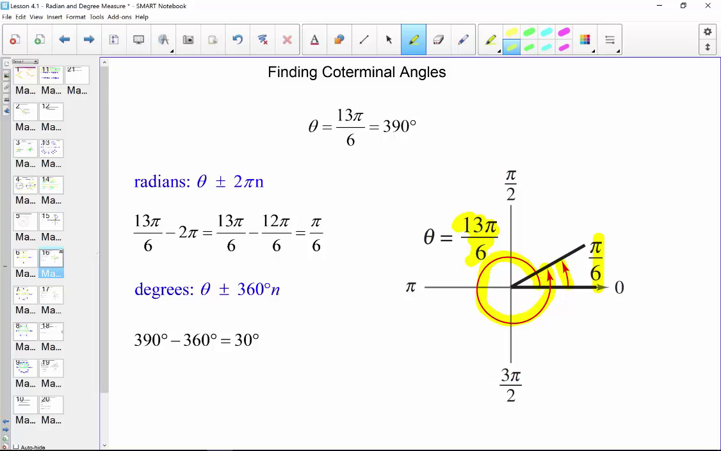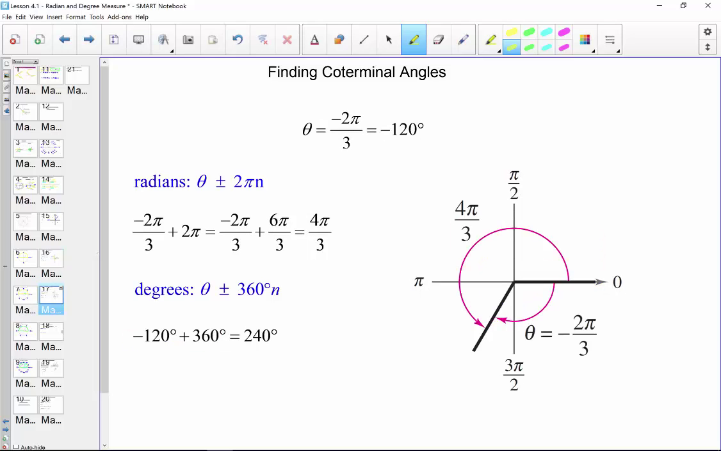Equivalently, we can do the same thing in degrees. Because 13 pi over 6 equals 390 degrees, and we want to get to an angle between 0 and 360 degrees, we're going to subtract 1 revolution, or 360 degrees, which is simply 30 degrees. And looking at our diagram to the right, we see we have pi over 6, which is equal to 30 degrees. So therefore, 30 degrees and 390 degrees are coterminal angles or equivalent angles.